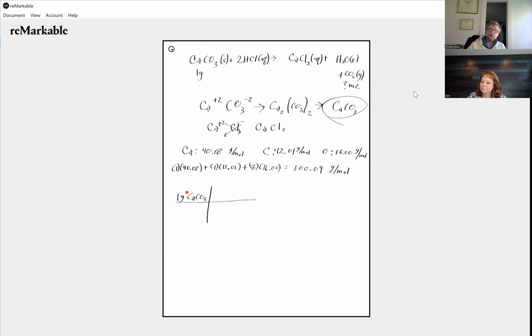Remember to look at where the units are. Gram is in the numerator, so we need gram in the denominator. Keep the number with the unit. It is 40.08 grams per 1 mole. Remember, 1 is always assumed. Well, we need the grams on the bottom.